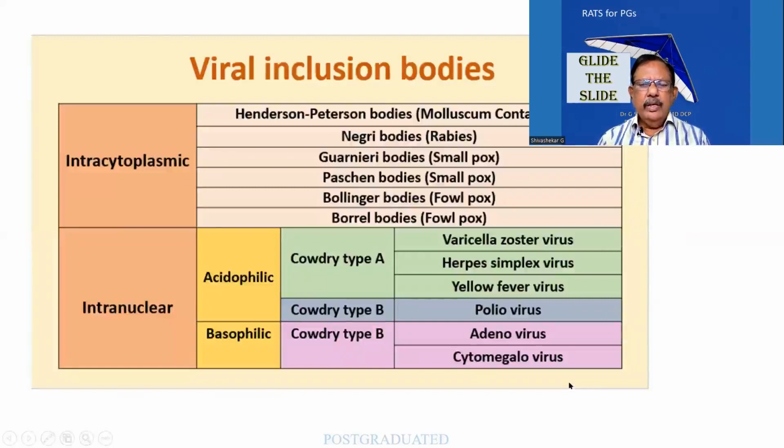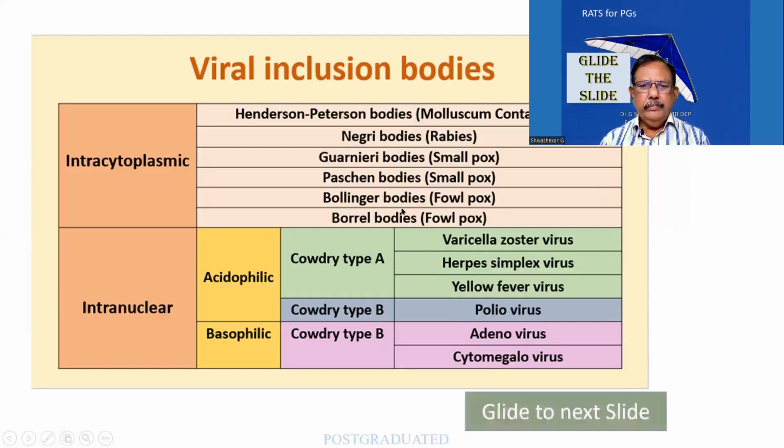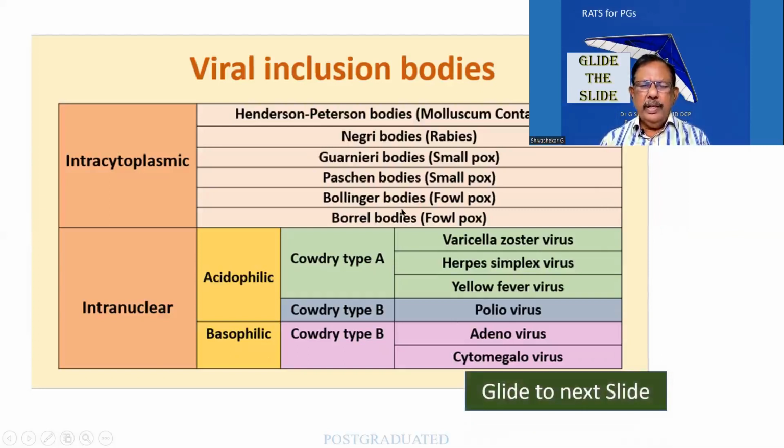Earlier also I had conducted something on the viral inclusion bodies, which can be a question. This is a repetition. So I would like you people to kindly go through the entire list. And intranuclear, it can be acidophilic or basophilic. Cowdry A type and B type. And the acidophilic can be seen in varicella, herpes, yellow fever, and polio. Whereas the basophilic will be seen in adenovirus and in cytomegalovirus. That is why we are finding a blue colored inclusion that is there. We shall glide to the next slide.